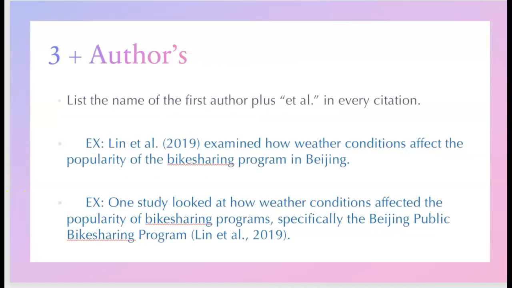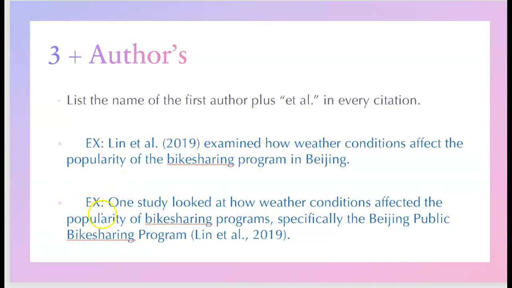If there are 3 or more authors, which some of the articles that you will be using have, because a lot of them are collaboratively written, and that's common for scholarly work, you want to list the first author plus the phrase et al., which is Latin for "and others," in every citation. So if you have a narrative style citation, Lynn et al., or Lynn and others, 2019, etc.